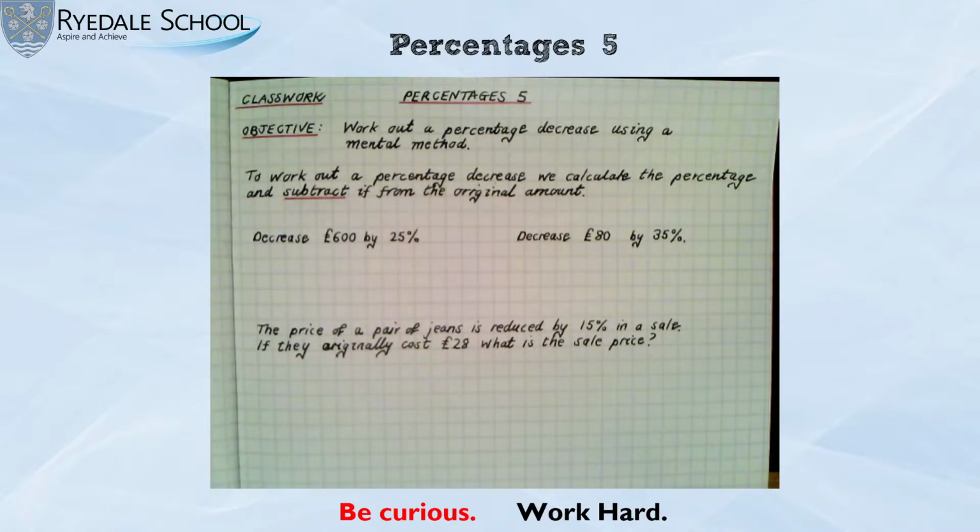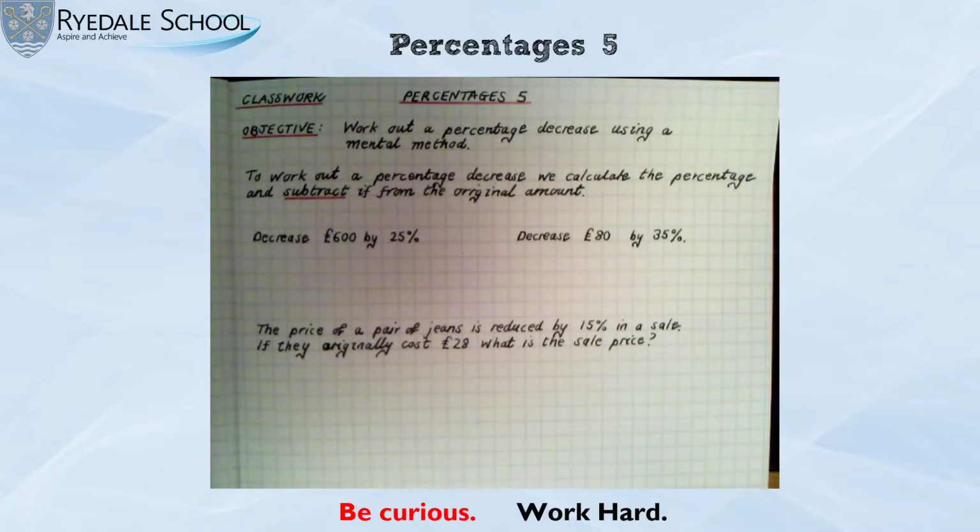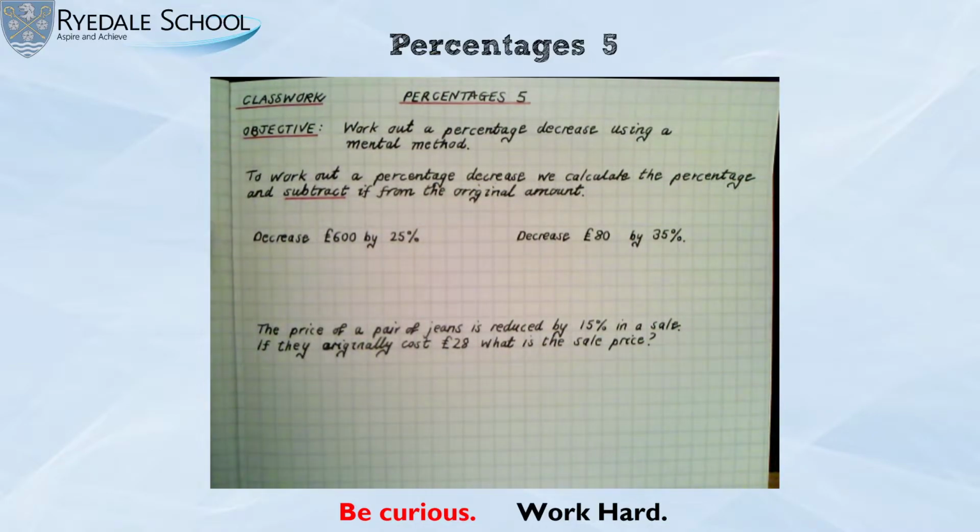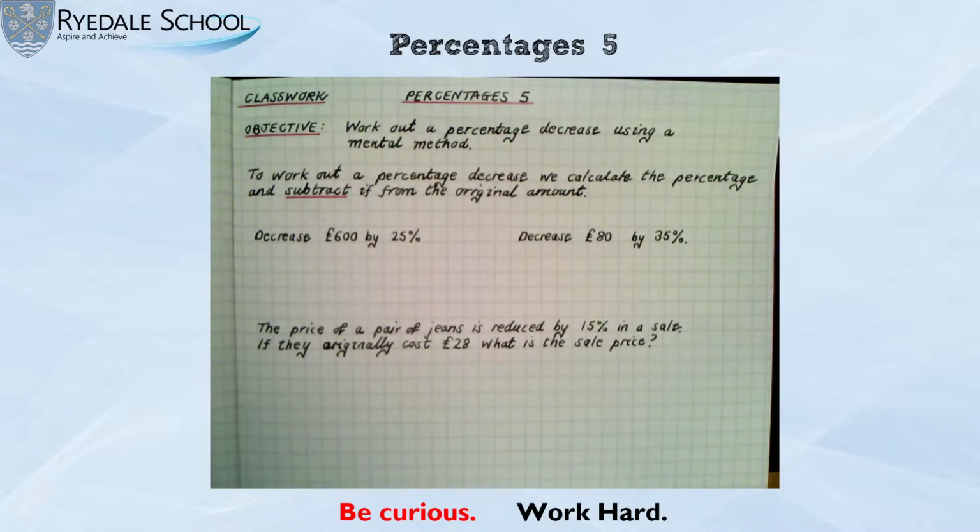So I'll let you write down today's title and today's objective, and I'm just going to read out the main thought for how we are going to do this today, and you'll also see the way that I'm going to set out our work is almost identical to last lesson. So then, to work out a percentage decrease, we calculate the percentage and subtract it from the original amount. So I'm going to do 3 examples with you, and let's see how we get on with this.